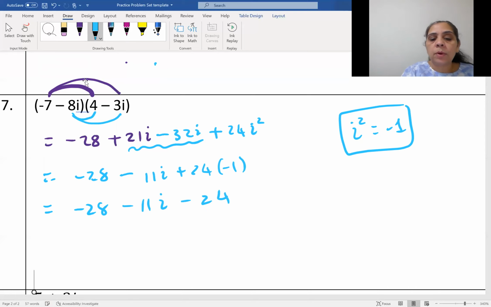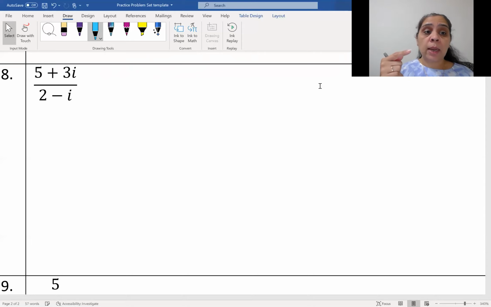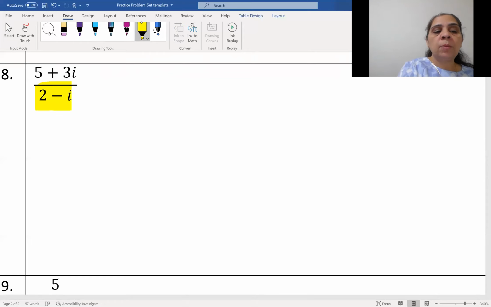We have division. So when we have complex numbers, it's exactly the same as with polynomials. If we have a square root in the denominator, we need to remove that. We need to simplify. We will multiply by the conjugate. So here in the denominator, we have 2 minus i. How will we remove i from the denominator? We will multiply by the conjugate of 2 minus i.